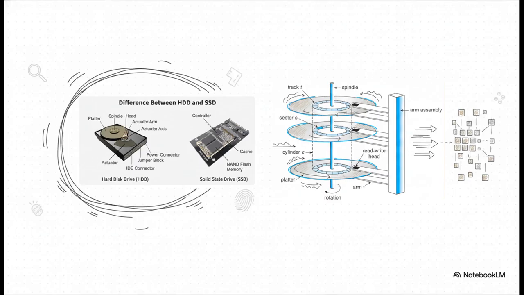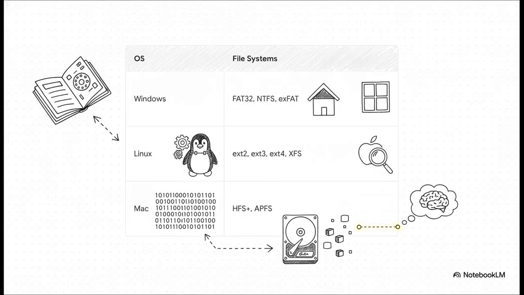Data on these platters is physically arranged into concentric circles called tracks, which are then subdivided into sectors. Clusters are just groupings of those sectors. Compare that to a solid-state drive, or SSD, which uses flash memory with 0 moving parts, making it way, way faster. Now, to manage all those clusters and sectors, the operating system uses a file system.